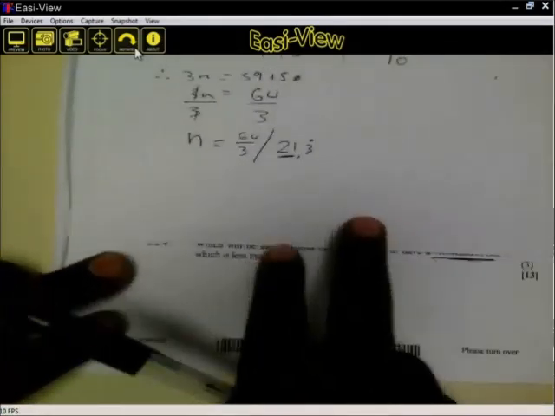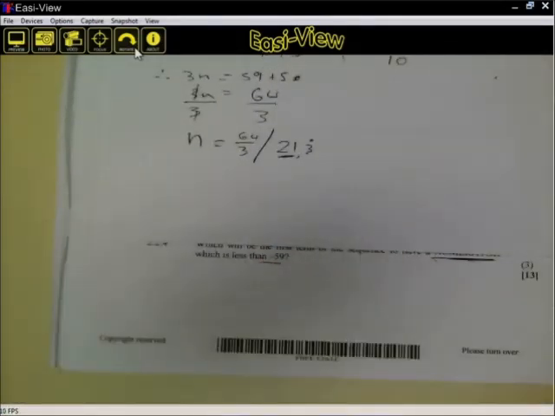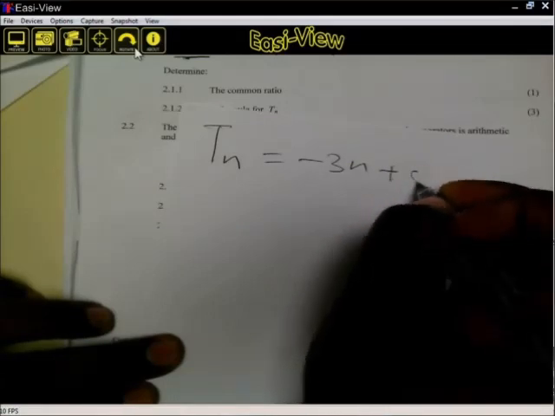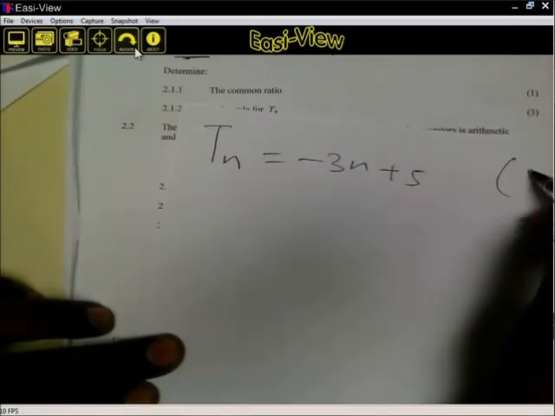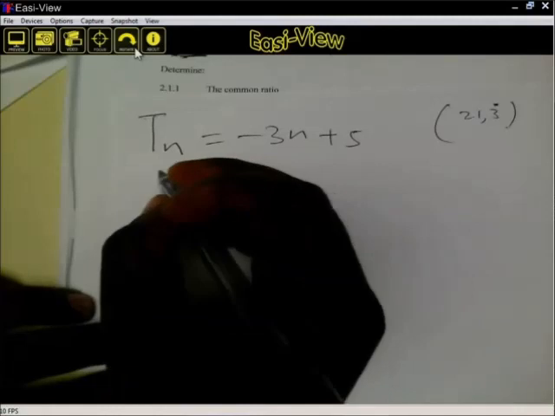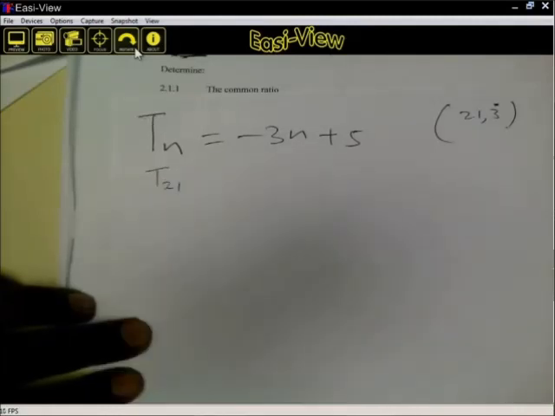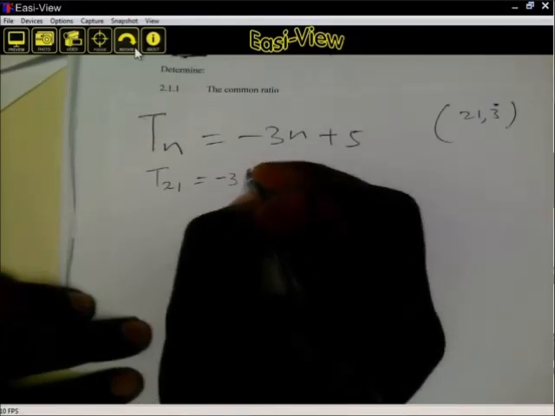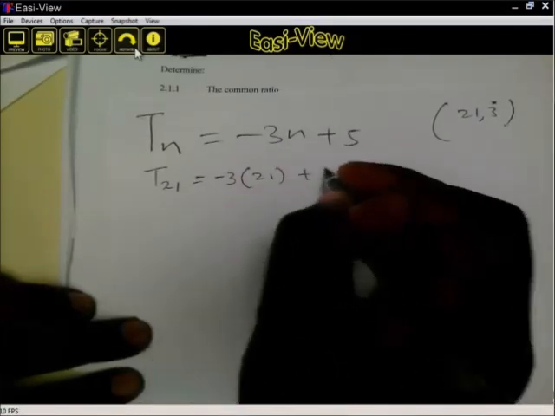So we are going to say here, Tn equals negative 3n plus 5. Remember, we found 21.3 recurring. So we test with 21. So it means we are going to write 21 in the place of n, and this is equal to negative 3 into 21 plus 5.